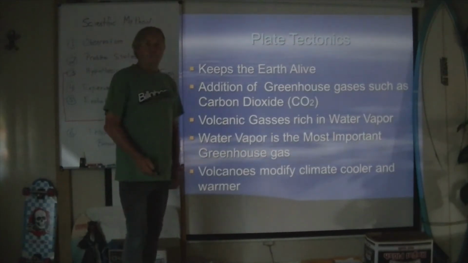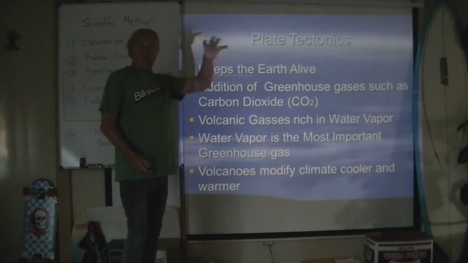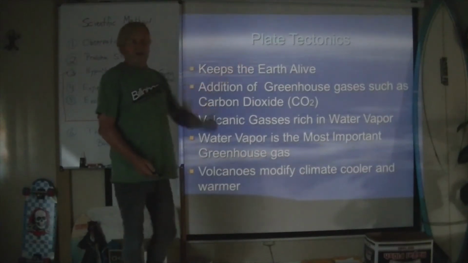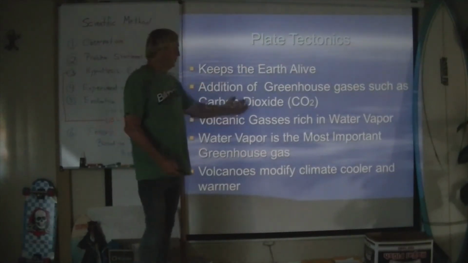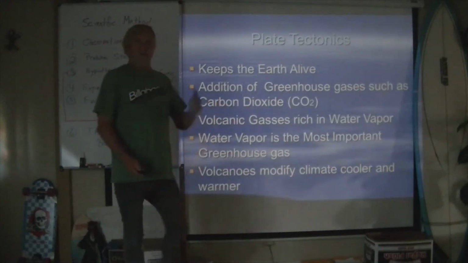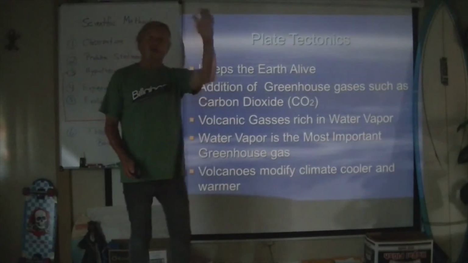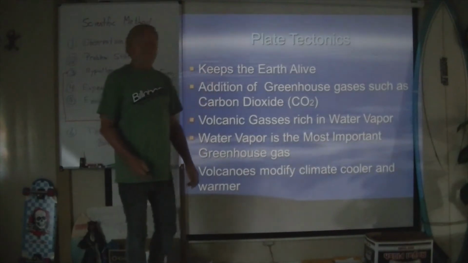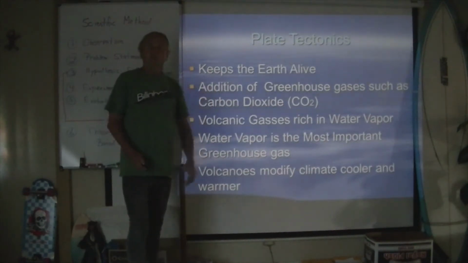They make it cooler by dumping tons of volcanic ash into the atmosphere. That ash has silica and oxygen, quartz, which is basically glass. That glass has a tendency to reflect incoming solar radiation. That results in a cooler Earth.